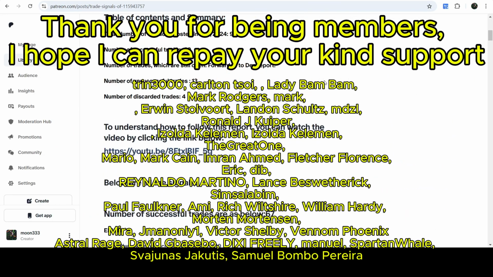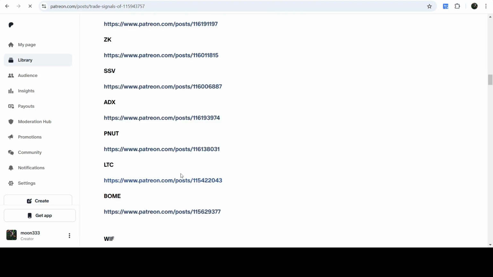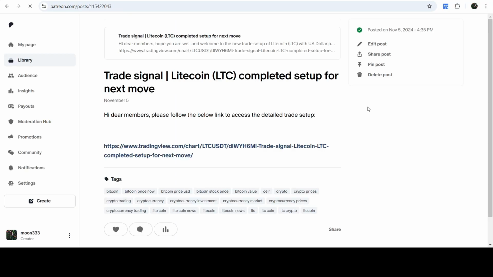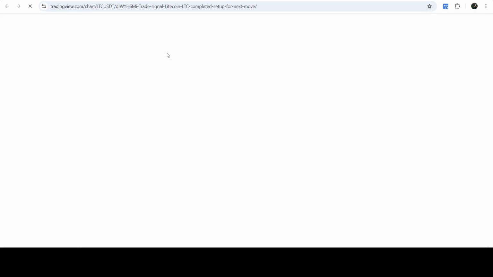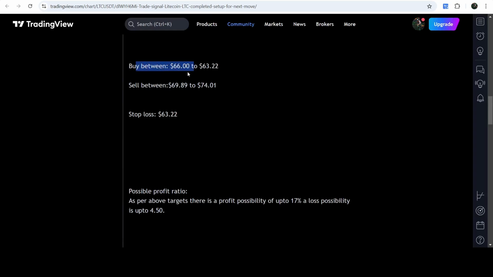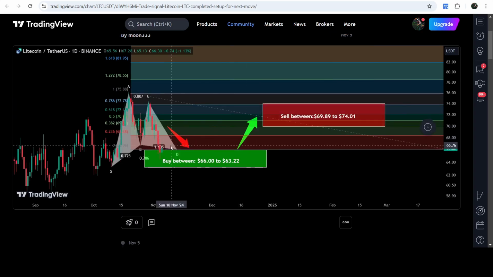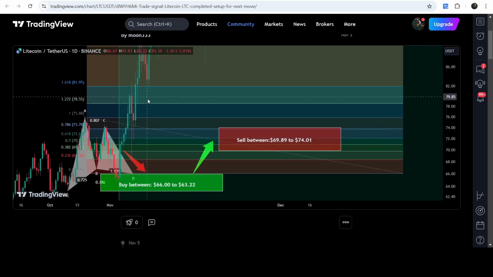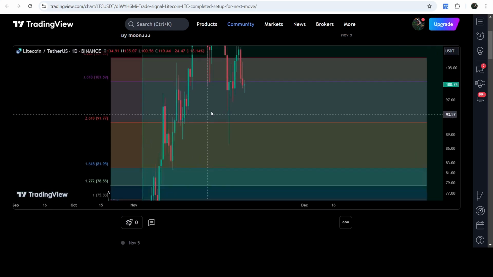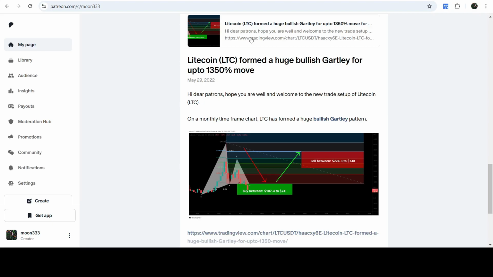And first of all, let me begin with my most recent trade signal for Litecoin that I shared in the month of November 2024 with my members. And this was the trade setup I shared on 5th of November 2024. And that was a harmonic bullish reversal Gartley pattern that Litecoin formed on a daily time frame chart with US dollar pair. And this was a complete trade setup. Buying zone, sell targets, and the stop loss. And now if I play this chart, then you can see that the price has started a very, very massive rally. And so far it has rallied almost more than 116%.